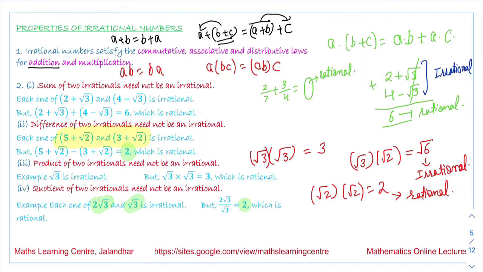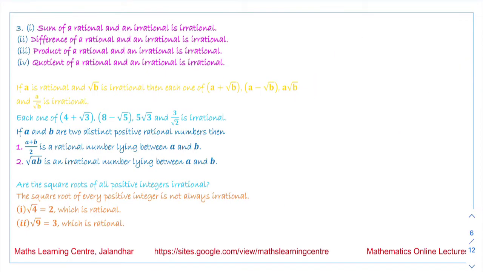Now the next result we have is, the sum of a rational and an irrational is irrational. If we talk about the example over here, a rational number is given to us and an irrational number is given to us. So overall this number is irrational.